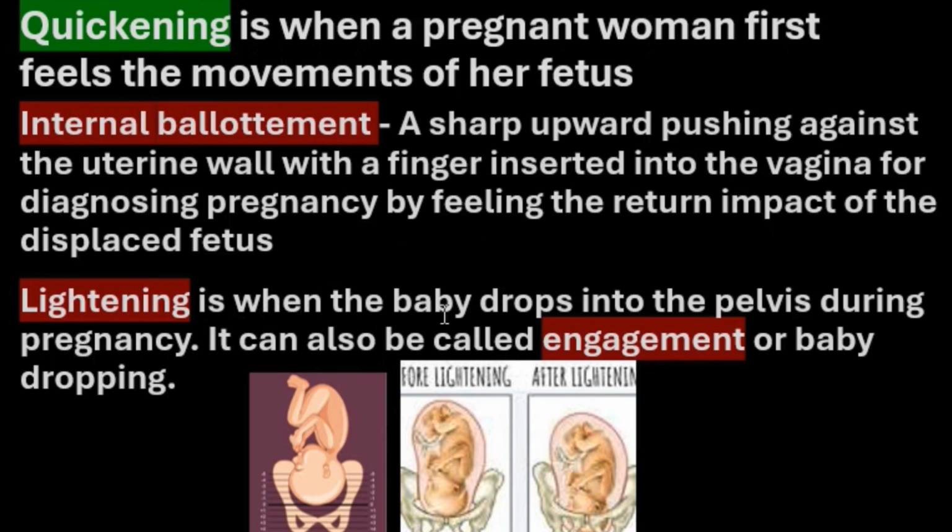Then lightening is when the baby drops into the pelvis during pregnancy. It can also be called engagement or baby dropping. You can see the diagram here. Before lightening, the baby is just outside the pelvic girdle, and after lightening the baby moves into the pelvis. So lightening is the same term as engagement, where the baby drops into the pelvis.